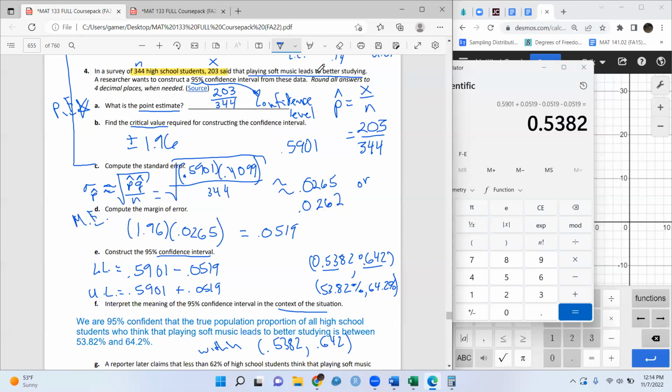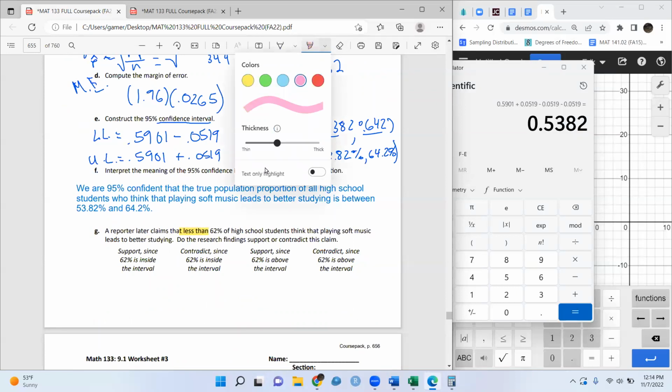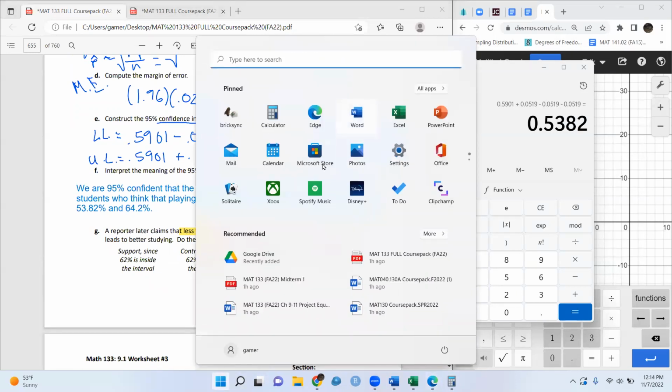Okay, so then the crazy question. What did you all say for G? A reporter later claims that less than 62% of high school students. So we need to pay close attention to these words and the number. Let me show you the different options of what is going to happen here.